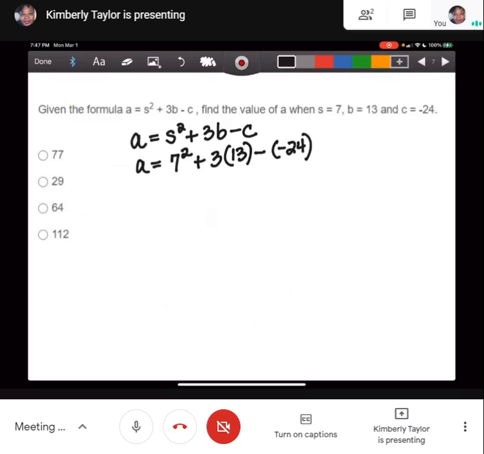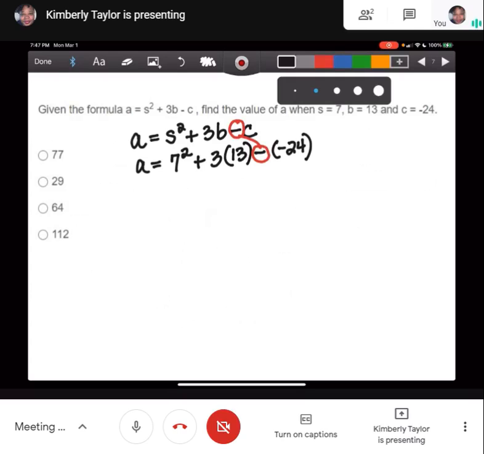Please be careful, because some people will not include this negative. They'll think that this minus sign is the negative that goes in front of 24, and that is not so. So be careful about that.